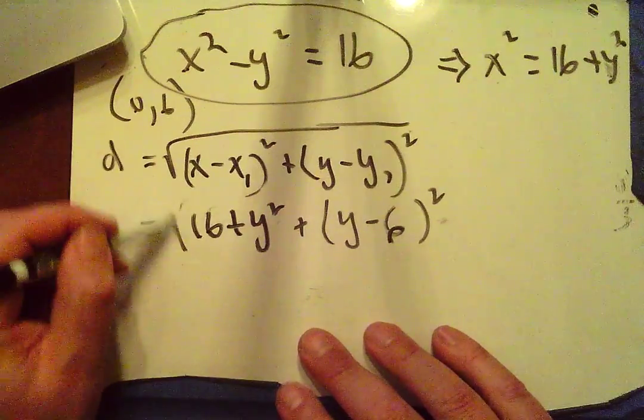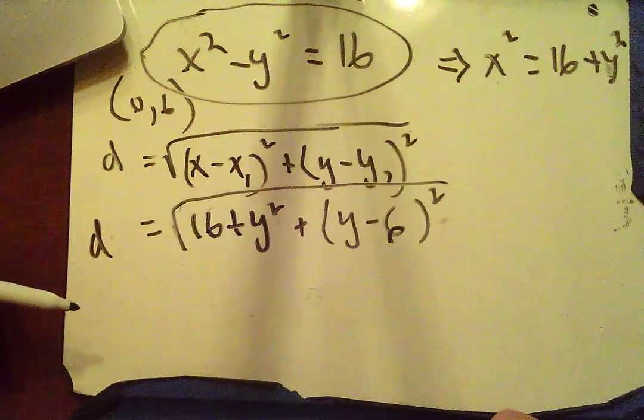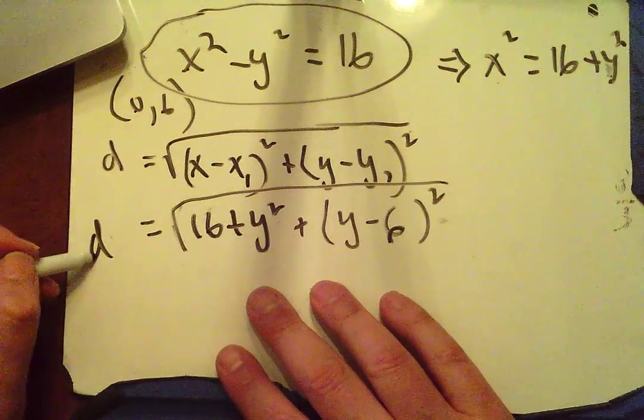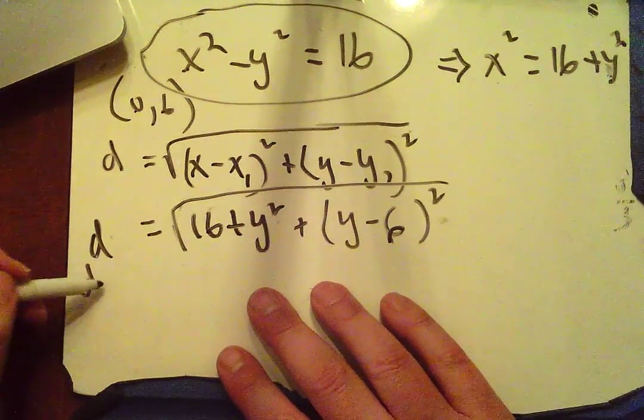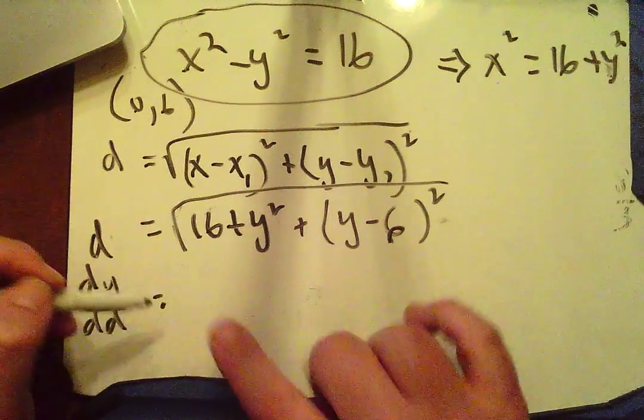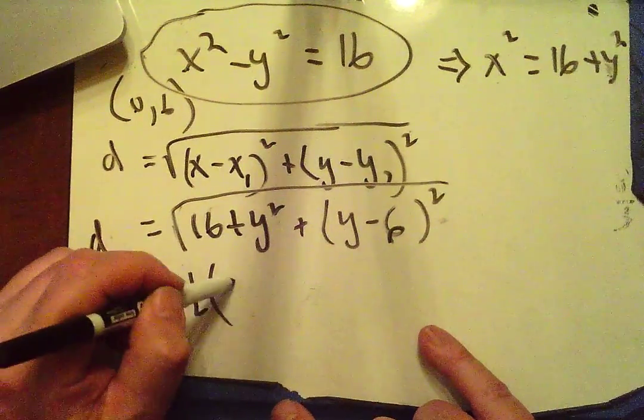I know that many of you are going to feel more comfortable doing it this way instead of using the d squared. I'll happily do it this way. So over here, I'm going to have dy dd. And over here, I'm going to have it in half.